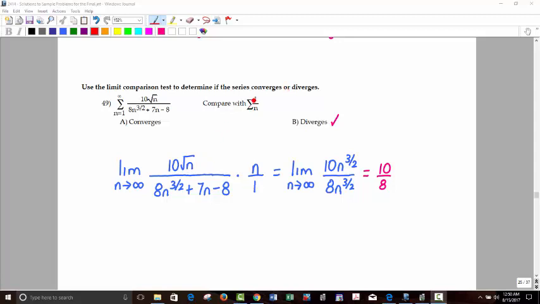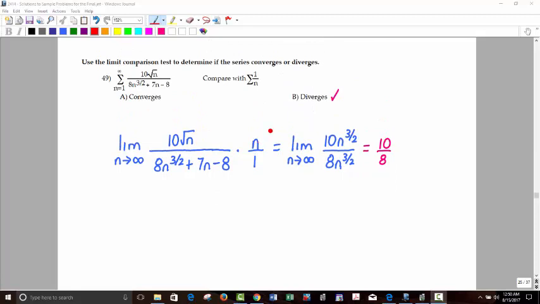But really, as long as you pick the right comparison here, 1 over n, and I didn't write that in here, but 1 over n is a diverging p-series, and since our limit goes to a finite and positive number, that means our series will have the same result as what we compared it with. So if we're comparing it with a diverging p-series, our series diverges by the limit comparison test with 1 over n.